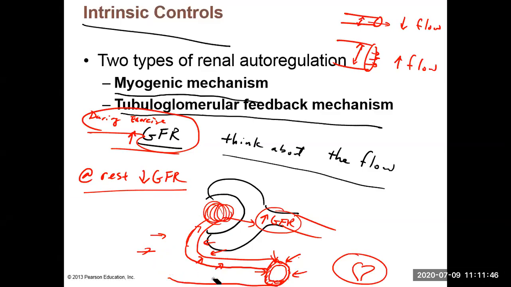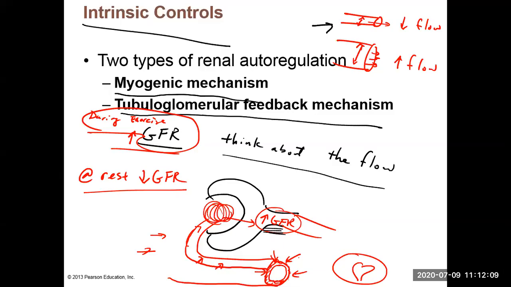Now the diameter got smaller. So if the diameter got smaller, what happens? You're reducing the flow. By reducing the flow, you're reducing the GFR that was initially too high. Things will get balanced. All right?